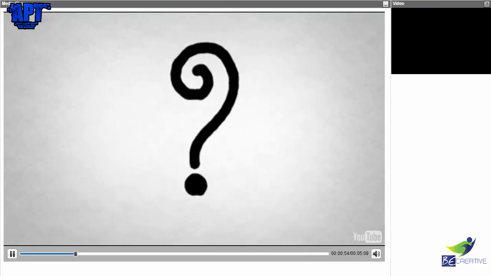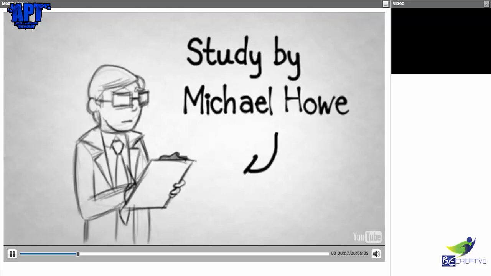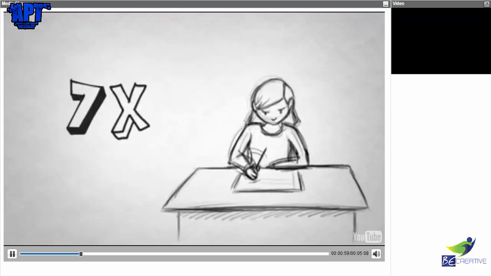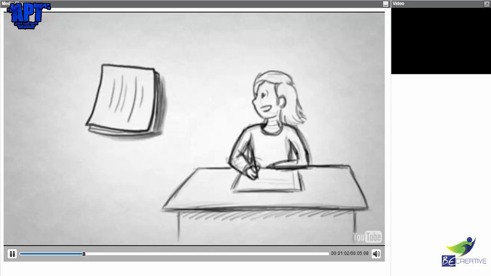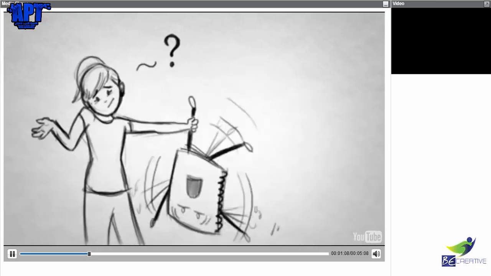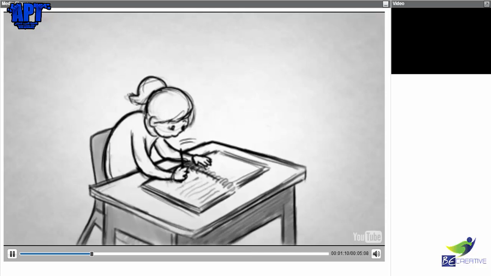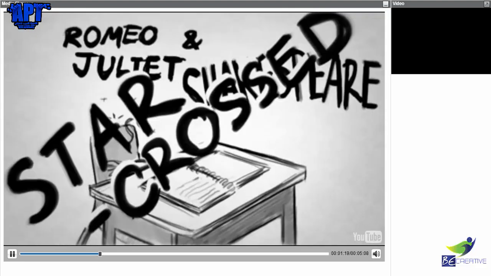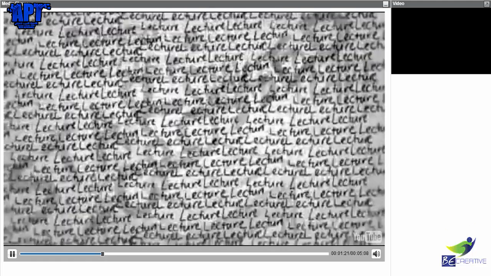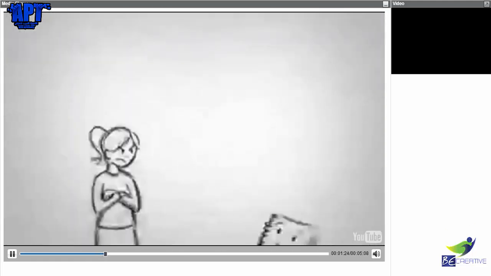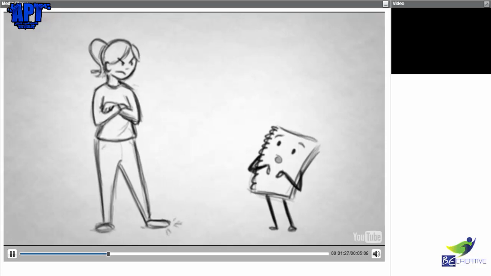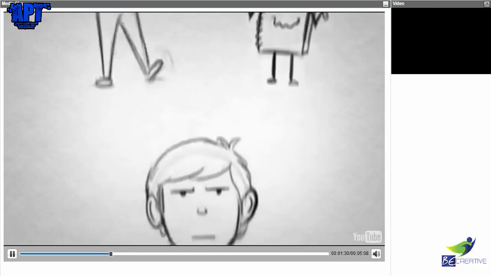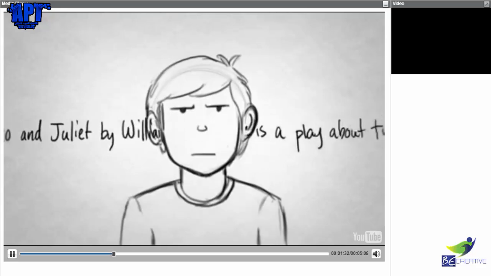But how much better? A 1970 study by developmental psychologist Michael Howe found that students were 7 times more likely to remember facts 1 week after hearing them if they took notes. But here's the thing. Most people don't know how to take notes. We're taught from a very young age that when a teacher starts delivering a load of information, for example, Shakespeare described Romeo and Juliet's love as star-crossed, that we should start writing down as much of what they're saying as possible. Well, this is an incredibly inefficient way to take notes. Why? You're not actually learning anything. You're simply acting as a human audio recorder.